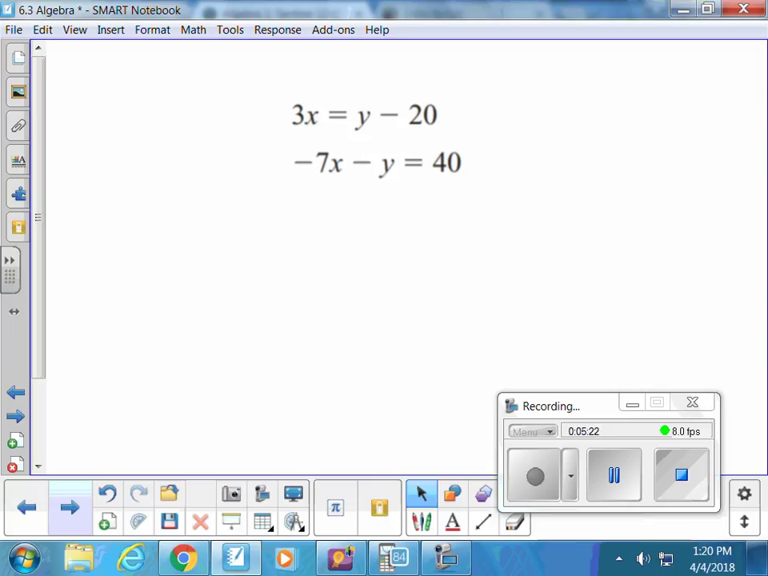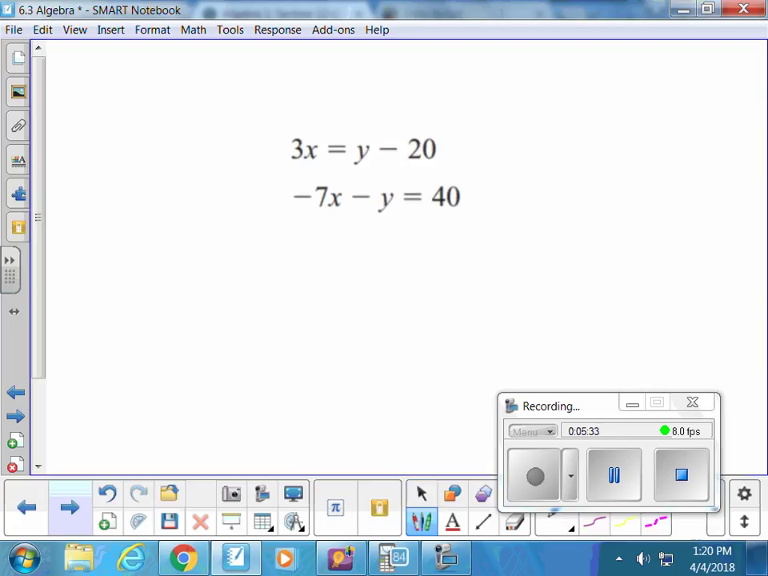To get everything lined up, I would probably subtract this y over to this side so it can be sitting on the same side as the 3x. So visualize that y subtracting over. It would give you 3x minus y equals negative 20. Do you agree? So I'm just going to cross this off because it's not really there anymore. I rearranged it.